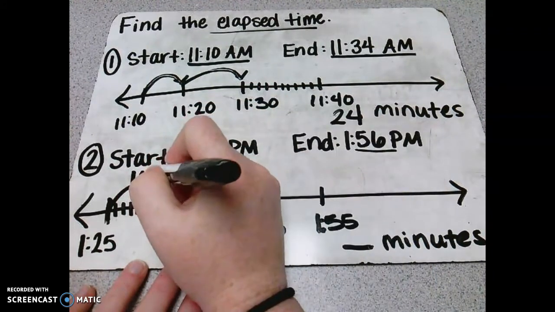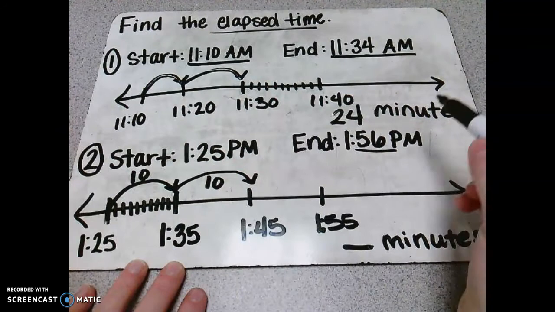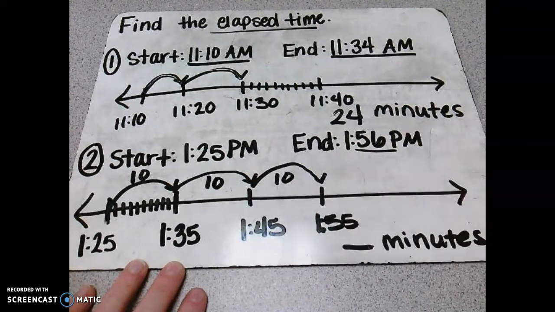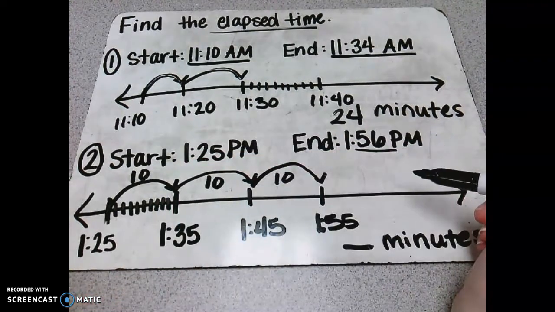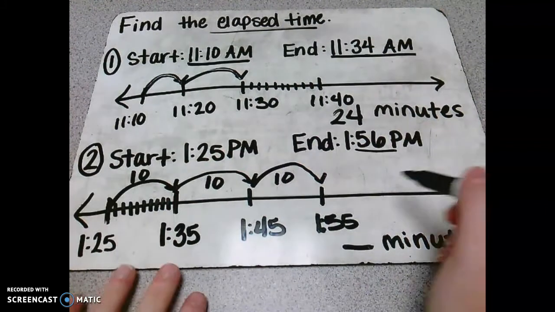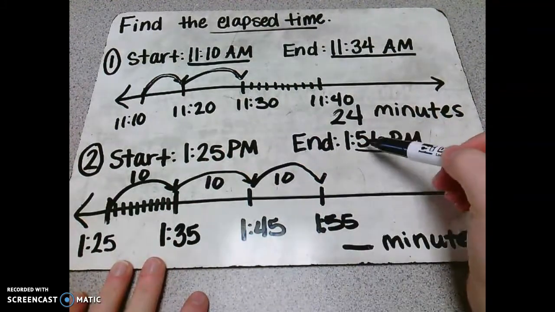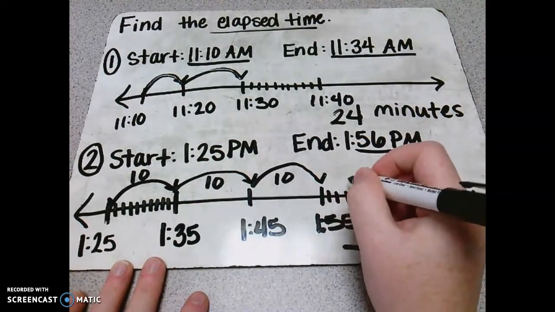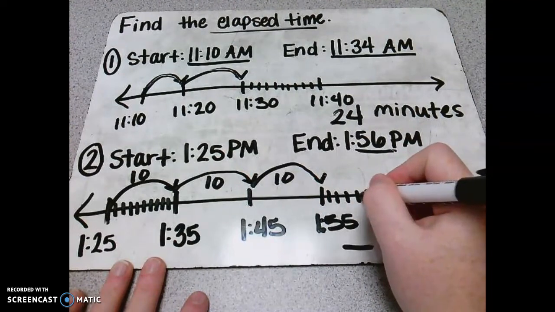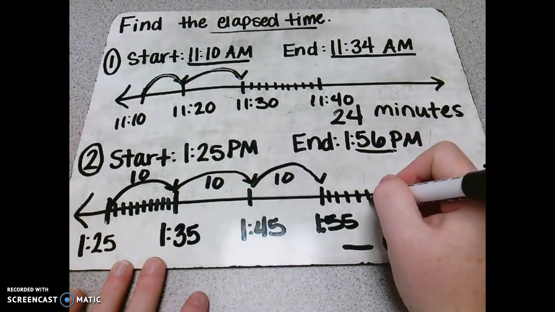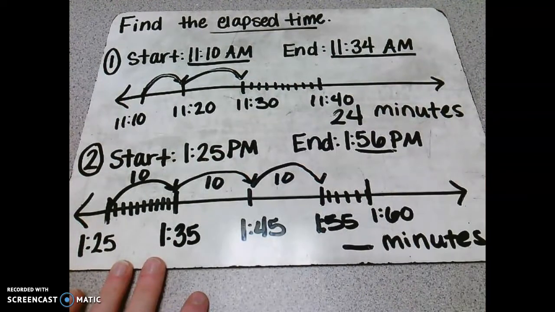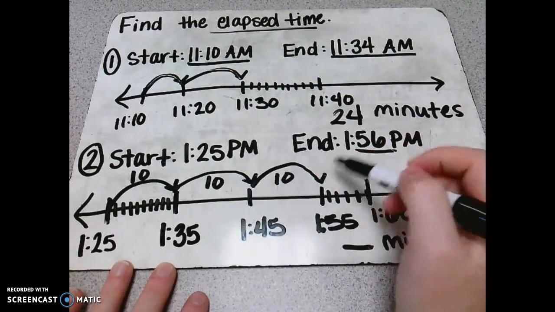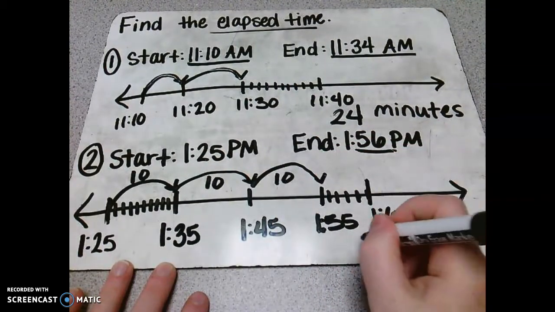So this is 10 minutes, then this is 10 minutes, and we still need to keep going because 145 is not enough. 10 minutes. So we've gone by 3 tens, so that's 30. 30 minutes have gone by so far. 30 minutes to 155. Then we need to get to 156. So I'm going to add my 1s. 155, 156, 157, 158, 159, 160. Okay, so if we stop right here, this is 160. So we have 10, 20, 30, 31 minutes.